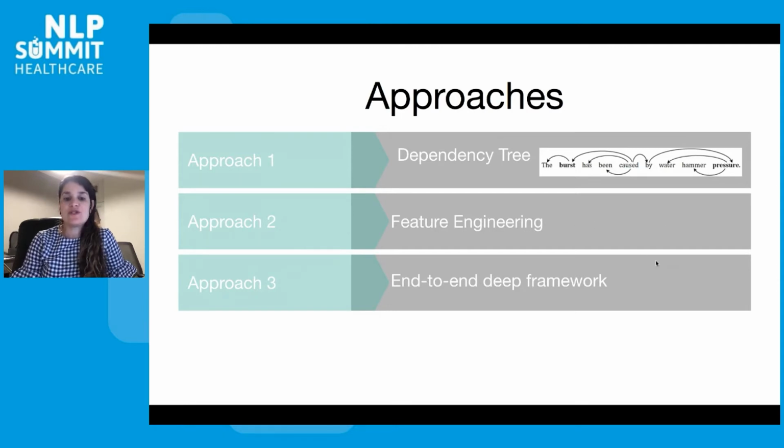And the last approach is to use an end-to-end deep learning framework in order to train a model that says if the two entities are related or not. The third approach is more common in recent years, and it outperforms the other approaches. So we will use it.